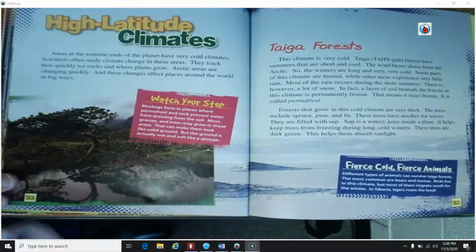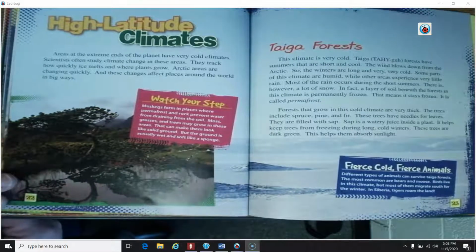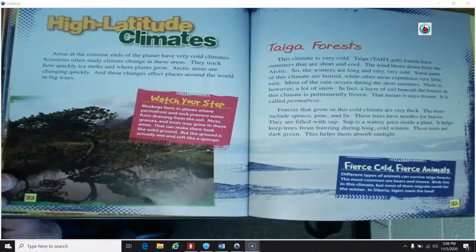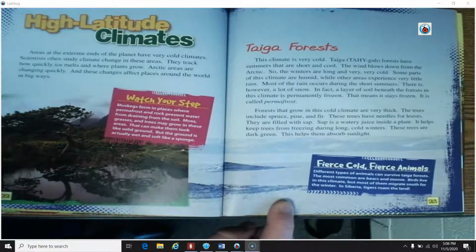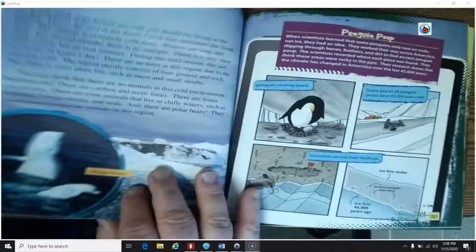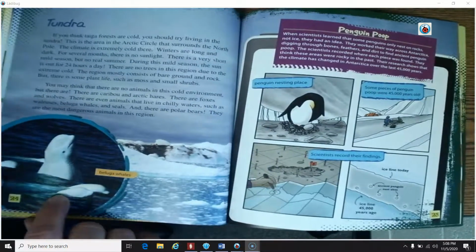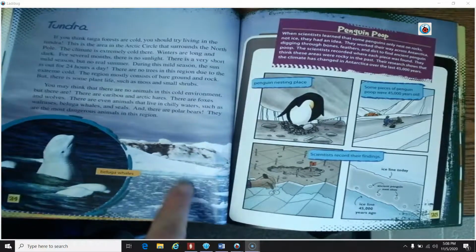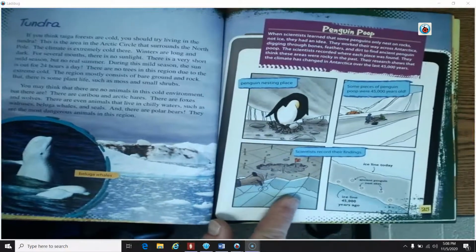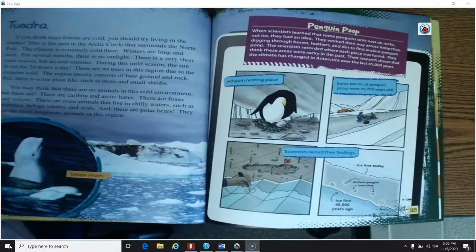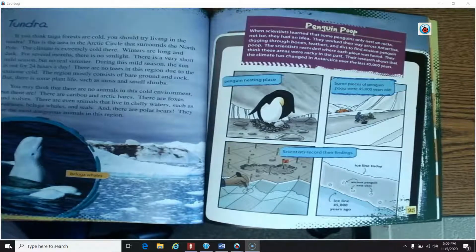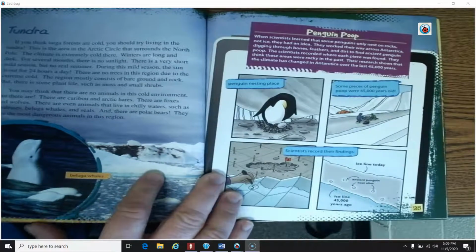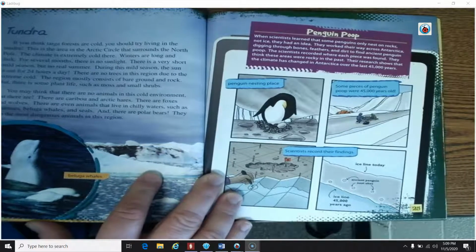All right, then we have our high-latitude climates. These are the extreme ends of the planet and the very coldest climates. You might think of something like this. We have the tundra. Look at these awesome beluga whales, the frozen water. We have penguin poop. All right, I have to read that. When scientists learned that some penguins only nest on rocks, not ice, they had an idea. They worked their way across Antarctica, digging through bones, feathers, and dirt to find ancient penguin poop.